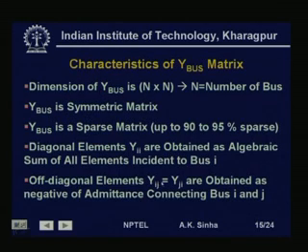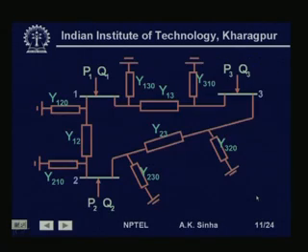Off-diagonal elements Yij equal to Yji, because the matrix is symmetric, are obtained as the negative of the admittance connecting bus i and j. That is, again, if we see this, Y12 is nothing but the negative of this y12 that we have. In fact, these y's should have been small letters, whereas for the Y bus matrix elements we have used capital Y. Okay, so these are some of the characteristics of the Y bus matrix.